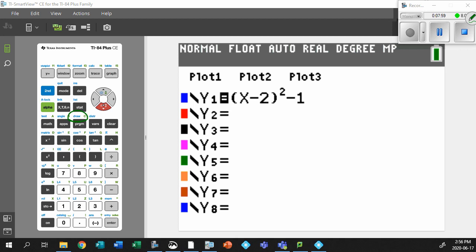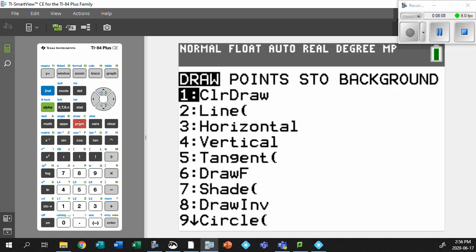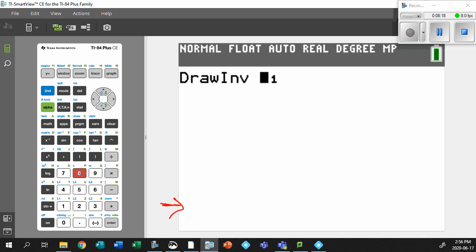Let's use it. How do we access it? Of course, it's in blue, so I have to hit the second button. Second, draw. And lo and behold, look, there it is way down here. Oh my goodness, draw the inverse. So I'm going to hit 8. But if I just hit 8, it's not going to know which function I mean. I have to tell it through vars. Now, for some reason, it popped up right away. It shouldn't have, so let's try it again. Second, draw, 8. Yes, there it is.